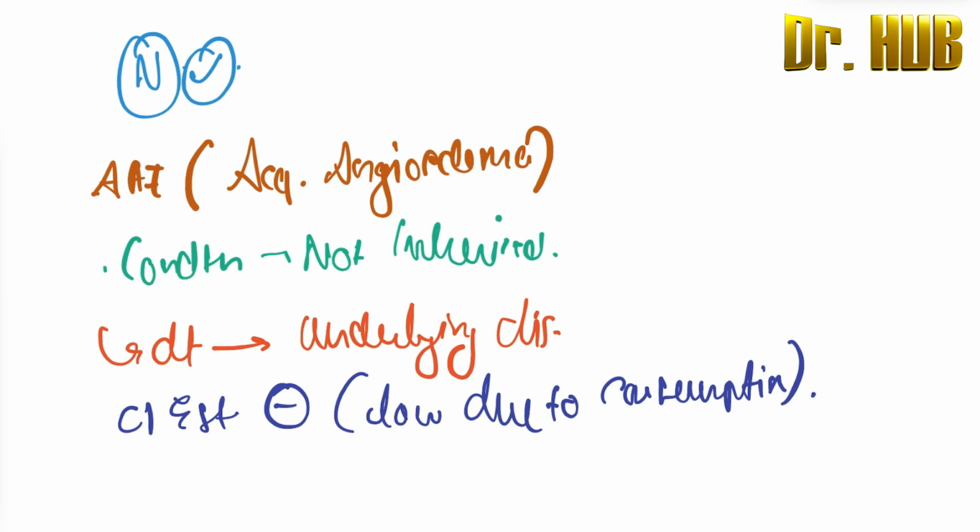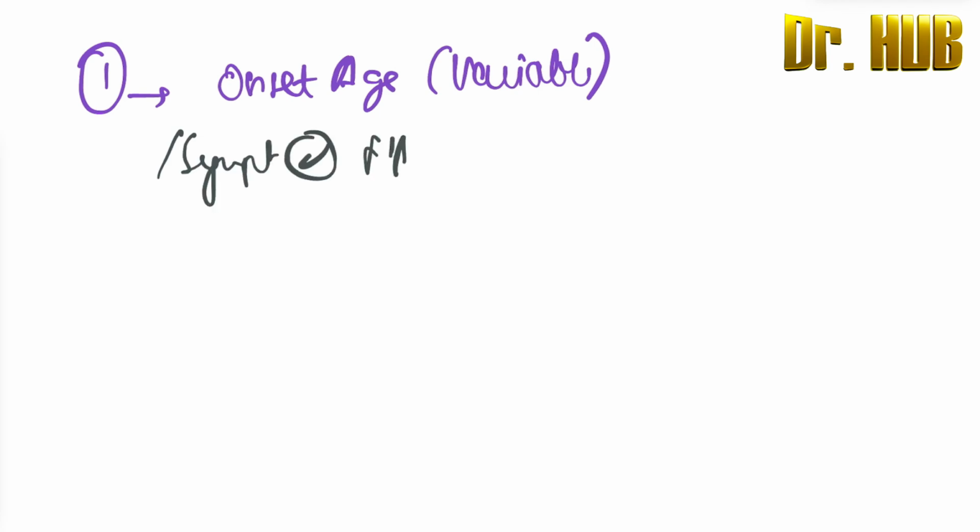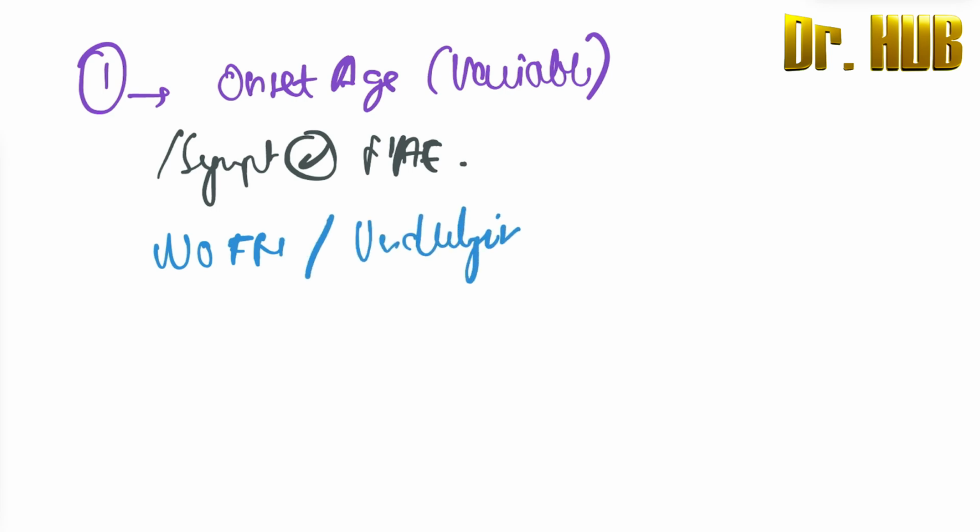Now let's break into the types. First we look at type 1. In type 1, the onset age is very variable, and the symptoms are the same as HAE. There is no family history, and it may be associated with underlying lymphoproliferative diseases.